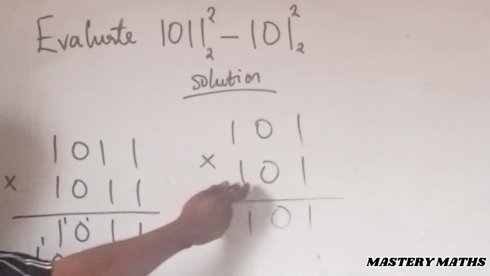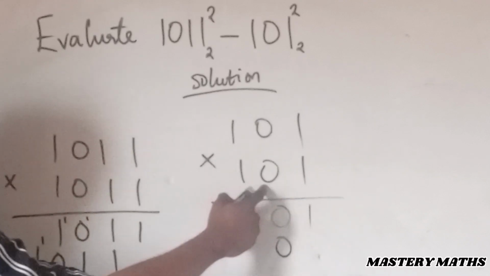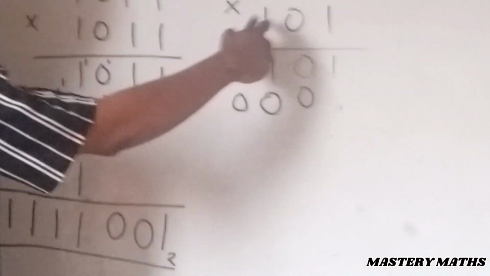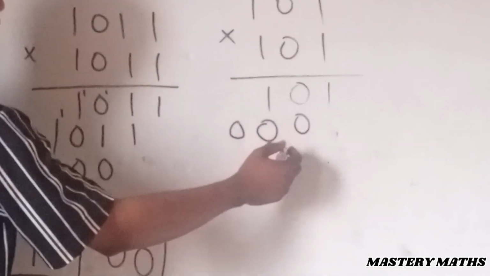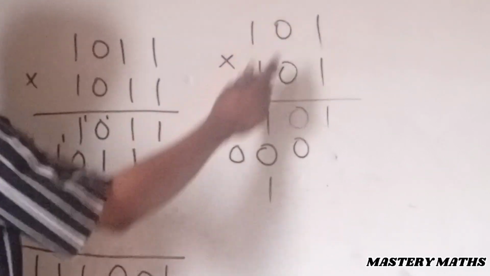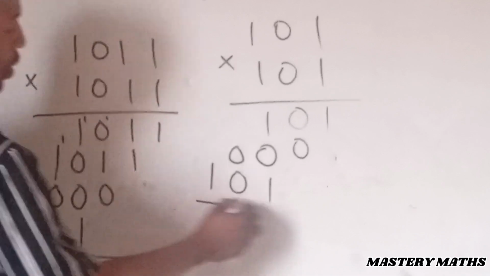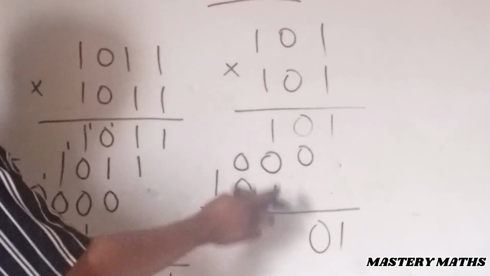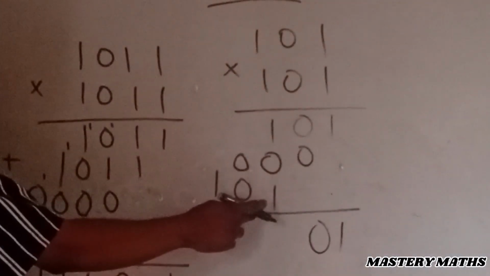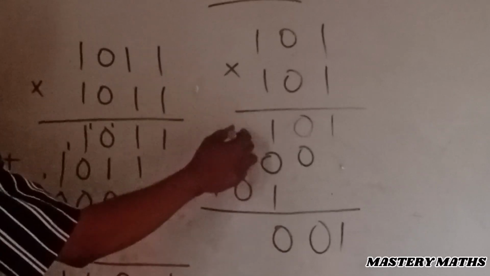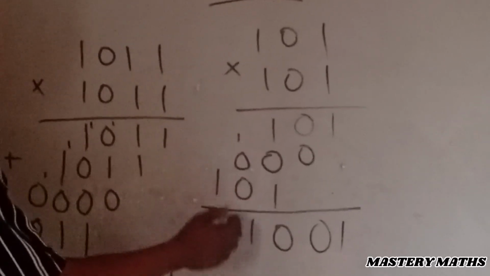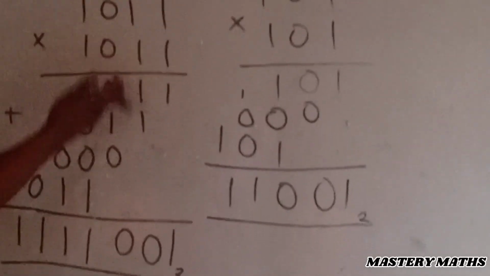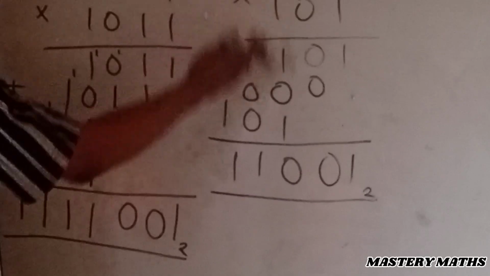Then after doing that, we use the next 0. 0 times 1 is 0. 0 times 0 is 0. 0 times 1 is 0. We use the 1. Next one, 1 times 1 is 1. 1 times 0 is 0. 1 times 1 is 1. We add. You bring down your 1. You bring down your 0. 1 plus 1 is 10. You write down 0, carry 1. 1 plus 0 is 1. You bring down your 1. So we've gotten the value of this, and as well the value of this.